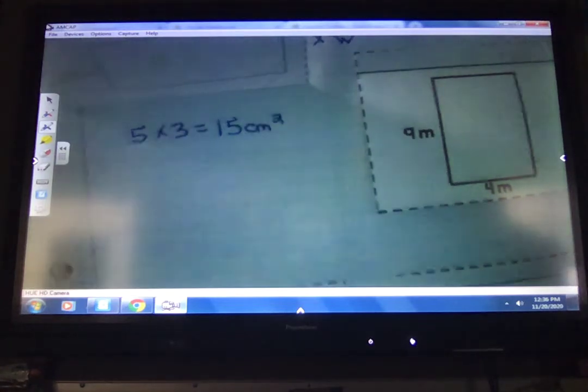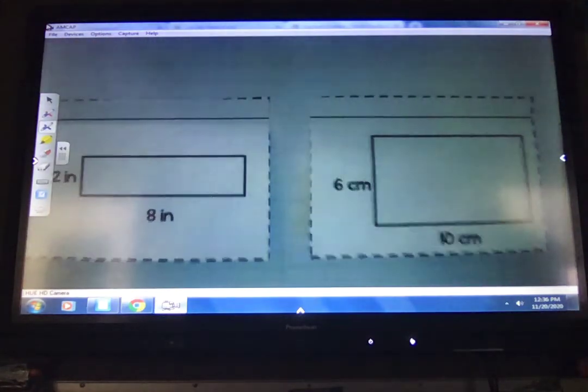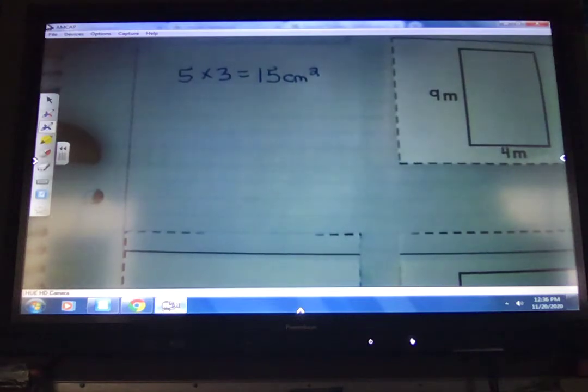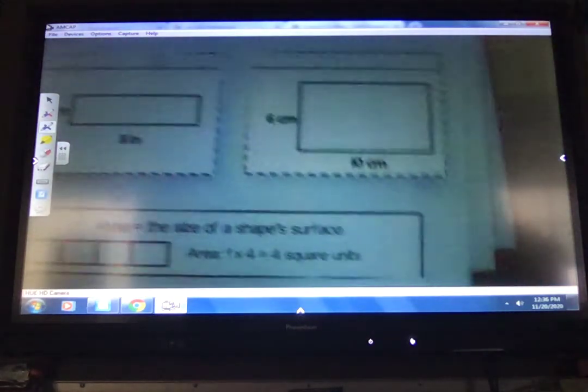Next one, I'll let you do that one by yourself. I think you can handle all of these. Just remember on area, it's length times width. You take your long side times your short side, and that will give you your answer.